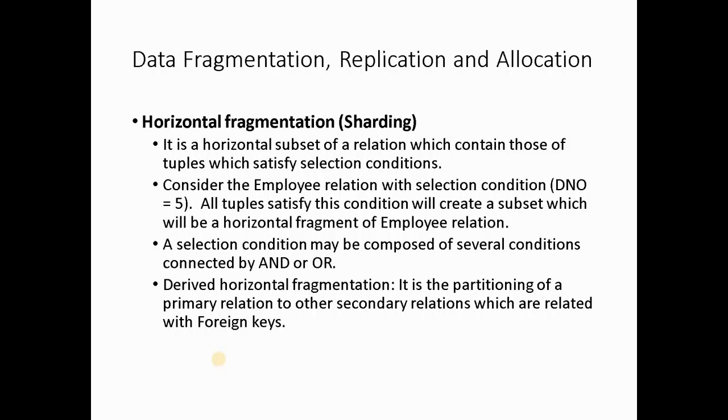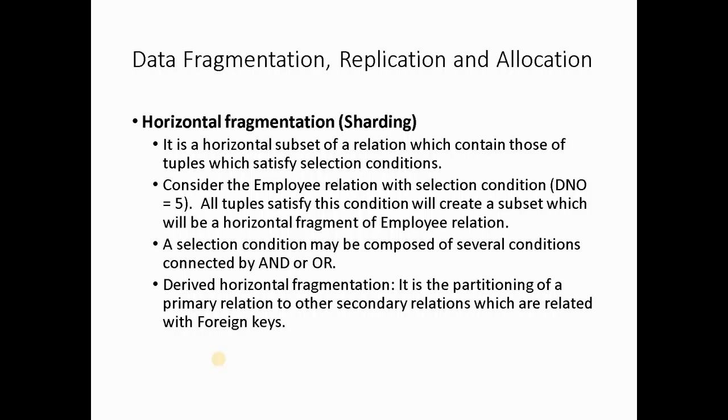So what happens there? It will select a set of tuples which satisfy a particular condition and put them into a subset of the relation. For example, we discussed our employee database. In that particular case, in the employee relation, we can apply some condition. For example, let's say we want those who work for department number 5. All the tuples belonging to department number 5 you can put into a subset, and this is called a horizontal fragment of the employee relation.